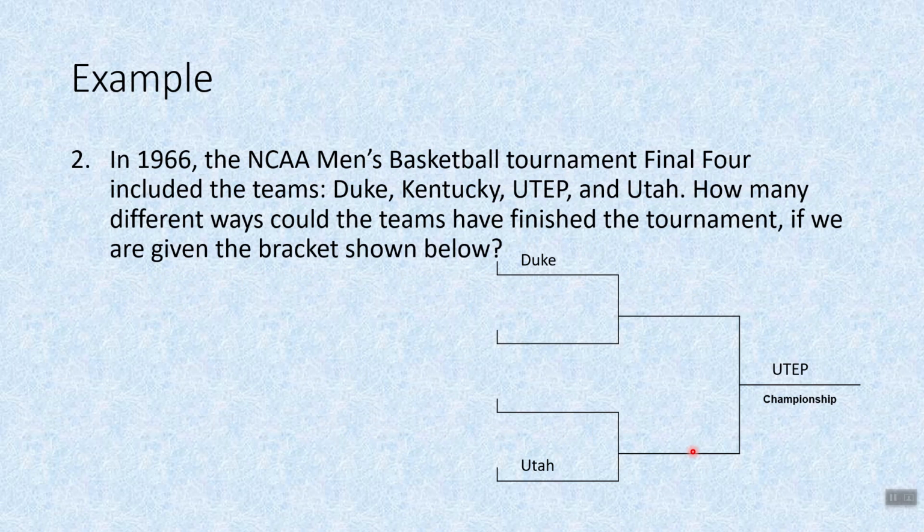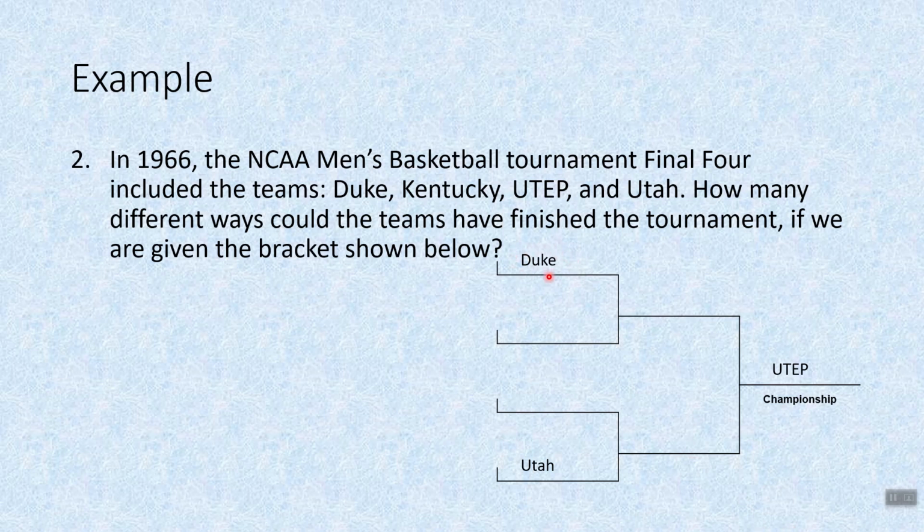In 1966, the NCAA men's basketball tournament Final Four included the teams of Duke, Kentucky, UTEP, and Utah. Go Utes! I like Duke and Kentucky as much as I like Utah. Go Blue Devils and Wildcats too. I'm just saying, UTEP won. How many different ways could the teams have finished the tournament if we are given the bracket as shown below?